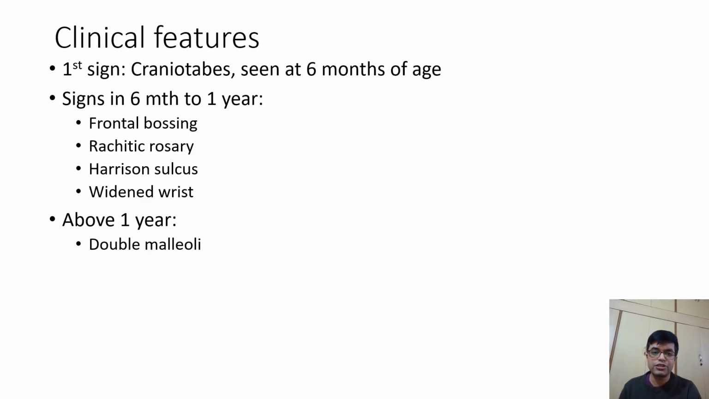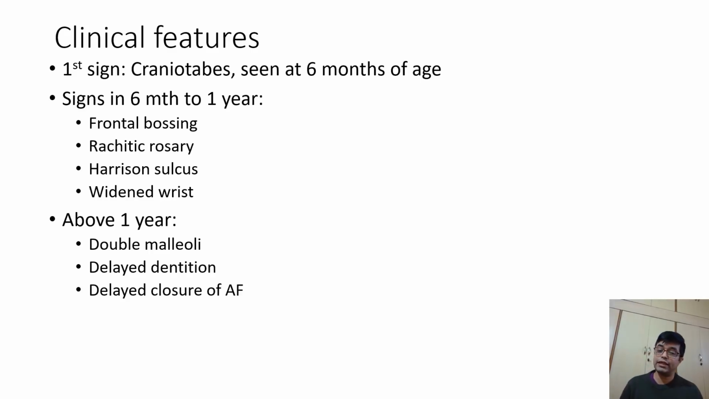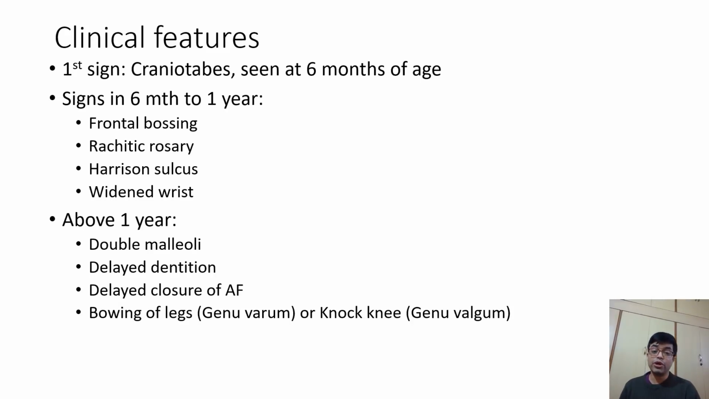So above 1 year of age, you will find double malleoli, that is splitting of the malleoli into two. Delayed dentition. What is delayed dentition? Somebody can ask you. Absence of onset of dentition beyond 13 months of age is delayed dentition. Then delayed closure of the anterior fontanelle. Normally it closes between 18 to 24 months, but it can persist beyond 2 years of age. Bowing of legs and or knock knee may be seen.